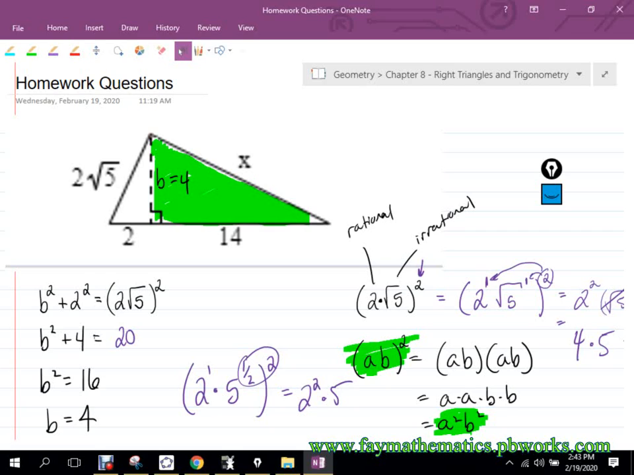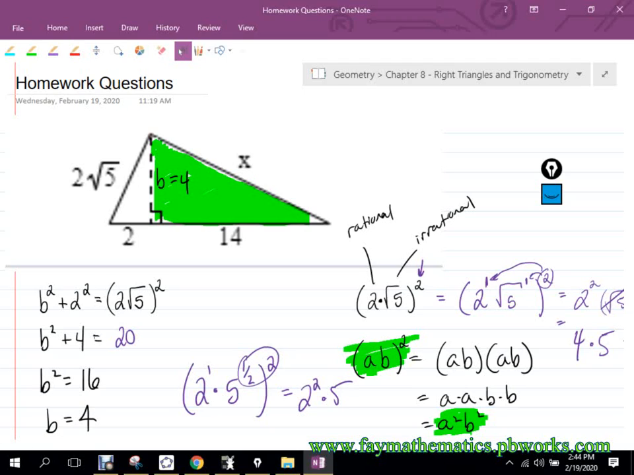So let me try to find a towel to wipe the board off. Stealing my towels. All right.